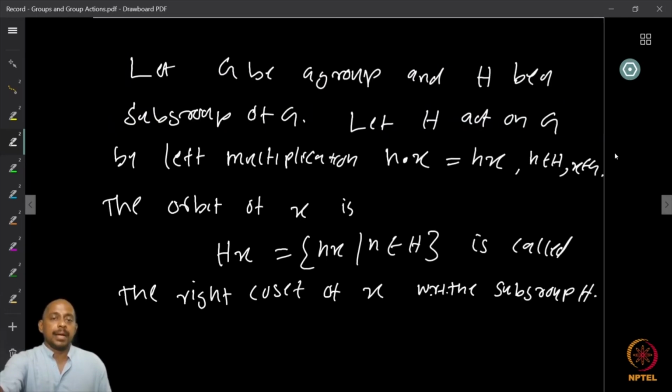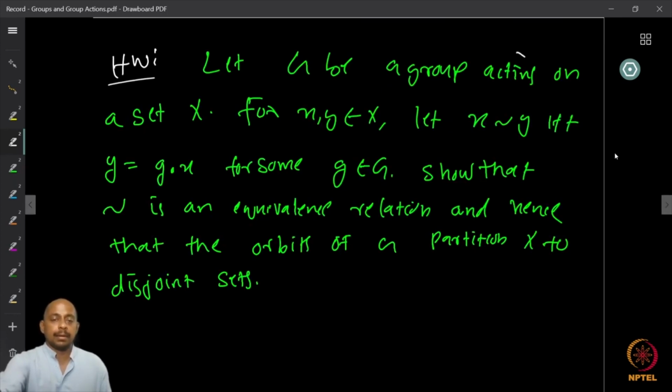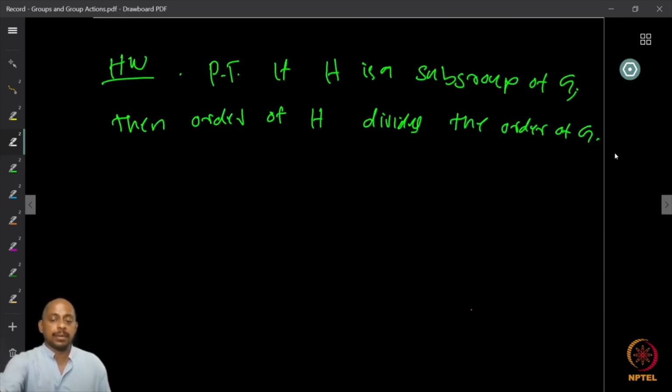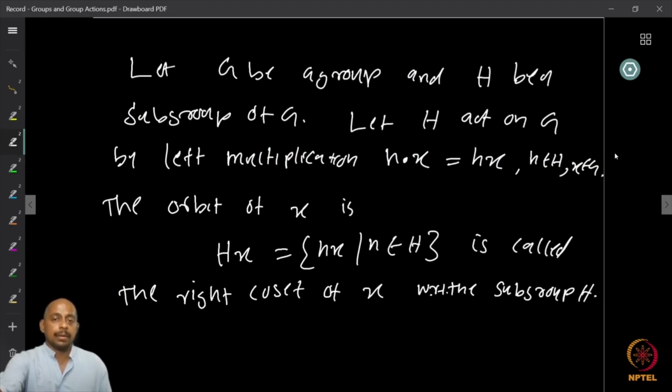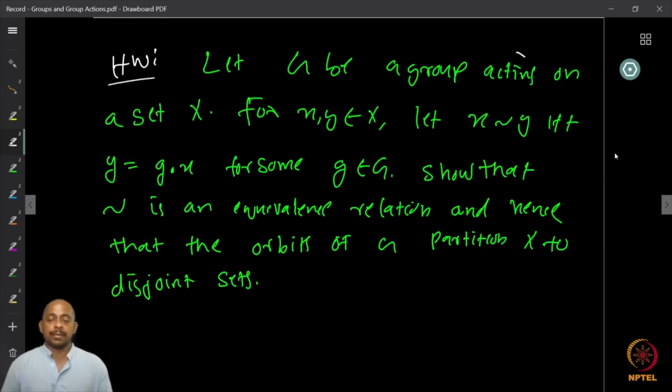And with that, we can stop this very short introduction to groups and group actions. We will need a few more things, but that we will introduce when we discuss Galois theory.